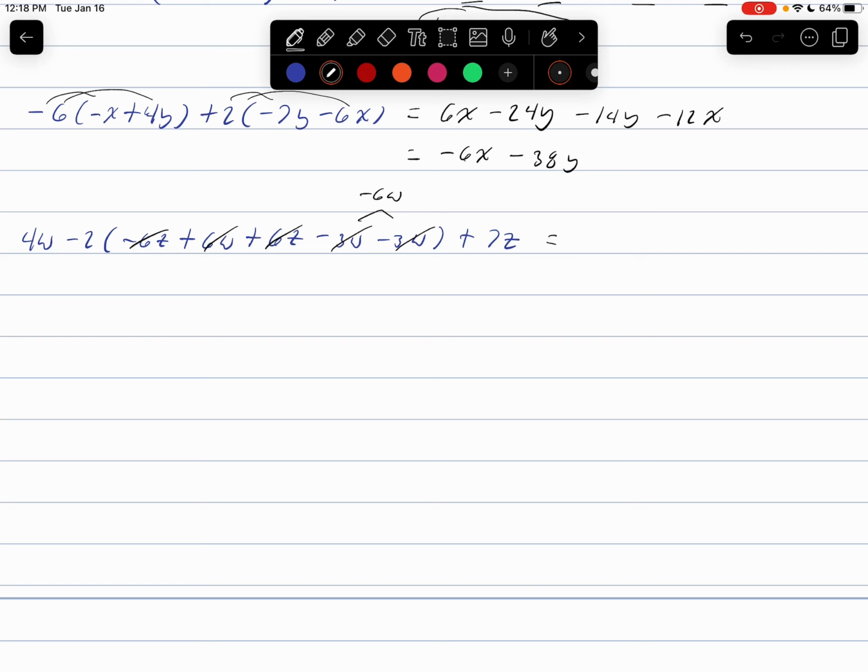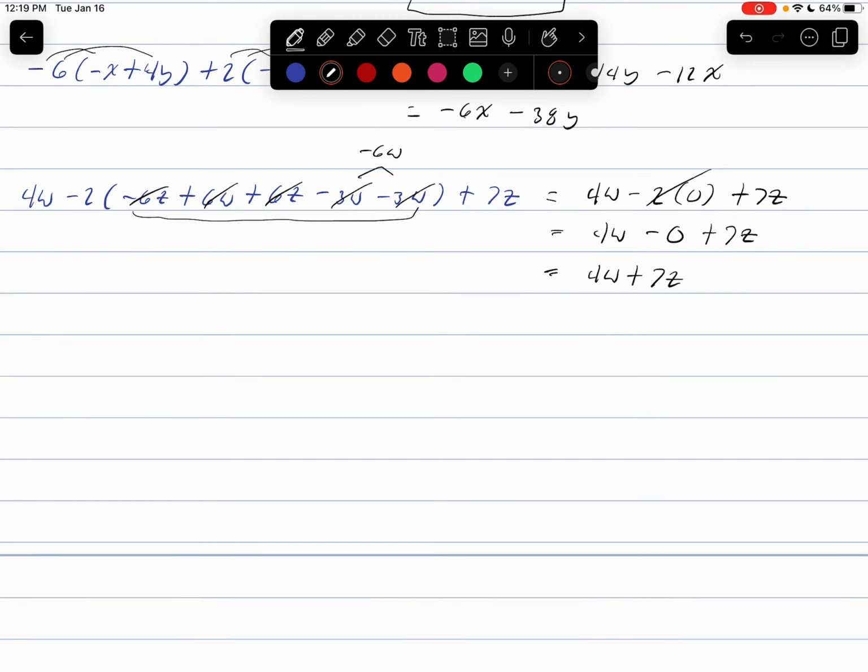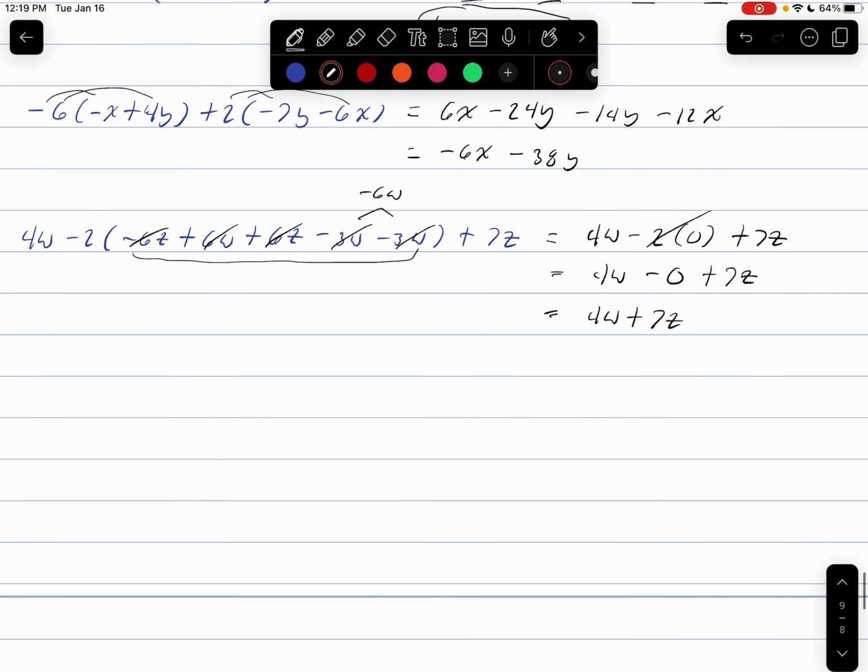So we can actually rewrite this whole expression as 4w minus 2 times 0 plus 7z. And that becomes a 0 because all of these together add up to 0, right? So anything times 0 is just 0. So this 2 term here actually just disappears, okay? So we have 4w minus 0 plus 7z. So we can just forget about that, and that becomes 4w plus 7z. And that's as simple as we're going to make it. And yeah, so that'll be our final answer here.